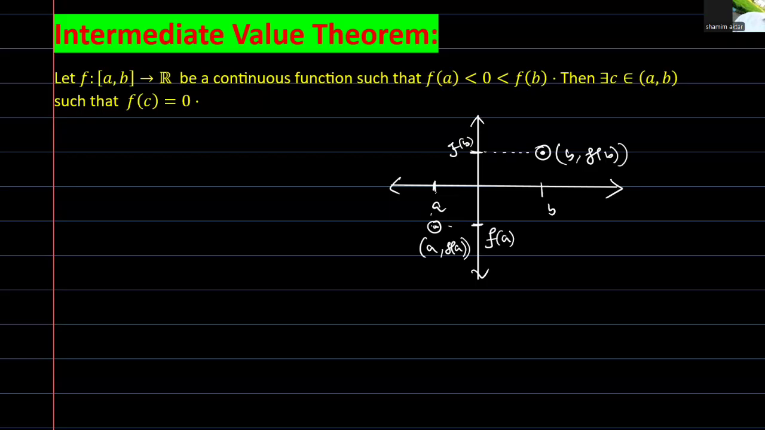The graph of the function joining these two points must cut the x-axis. This is the x-axis, and this point is c. So the value f(c) is equal to 0. This idea in mathematical terms is called the intermediate value theorem.